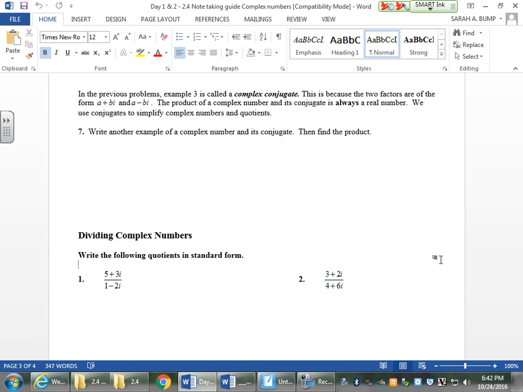You could, actually, let's not skip it. Let's do it. So come up with another example, and its conjugate, and then multiply them out. So pause, try on your own, and then look at mine. I'm going to do 3 plus 7i and 3 minus 7i. Because they're conjugates, the outer and the inner will cancel.